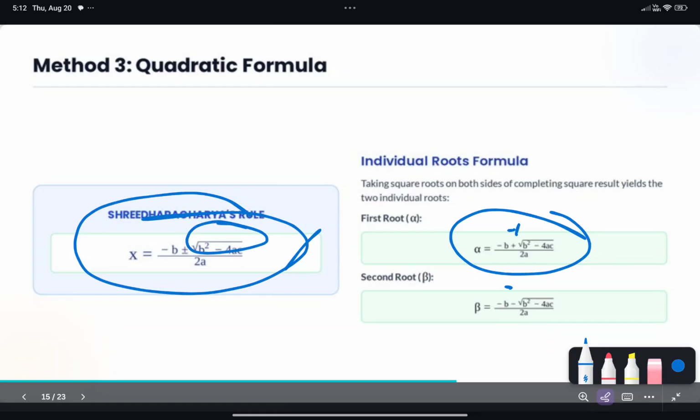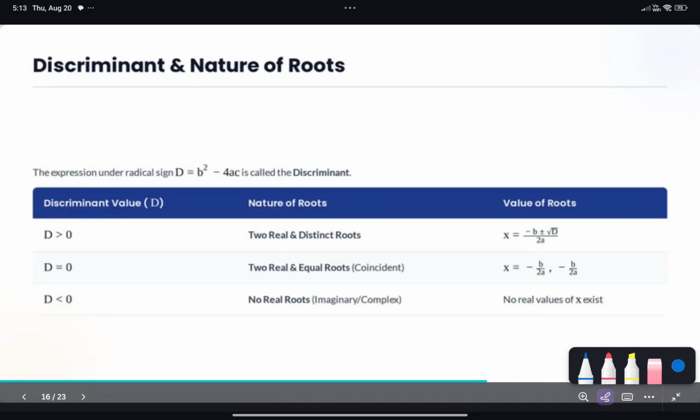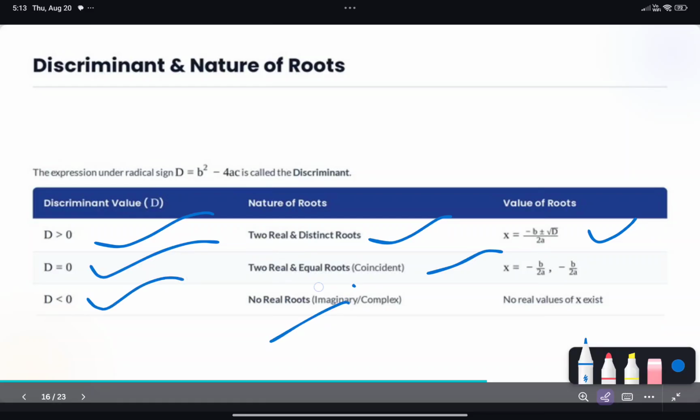Simply the whole term we can call the discriminant, D. If D is greater than 0, two real and distinct roots. If D is equal to 0, two real and equal, coincident roots: x is equal to minus b by 2a and minus b by 2a. If D is less than 0, no real roots, maybe imaginary or complex roots. No real value of x exists.